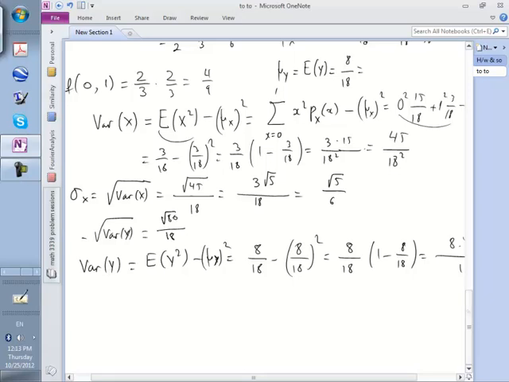Okay, so let's leave it like that. So what is the covariance now? To find the covariance of x and y, what do I need to find?